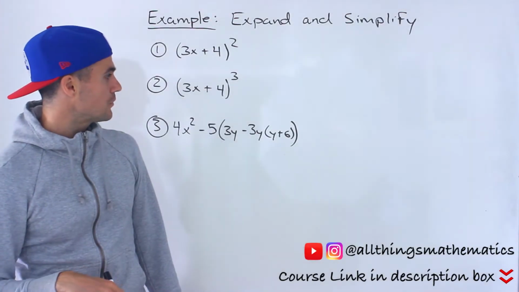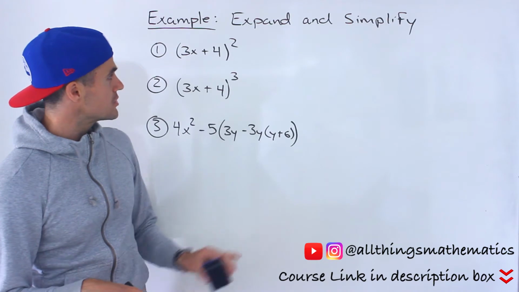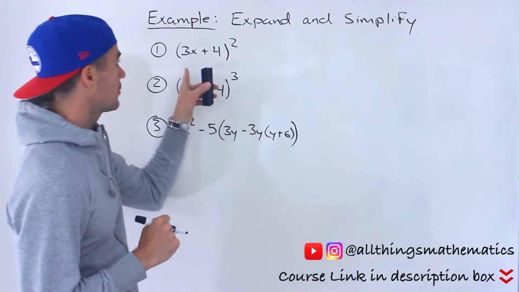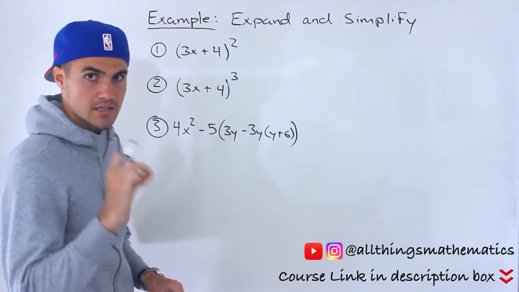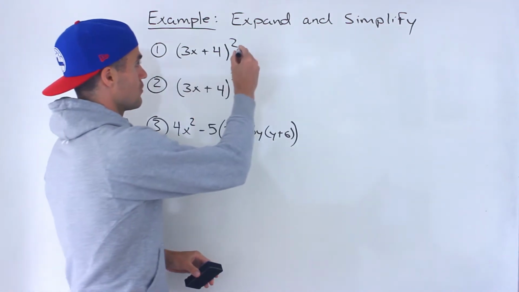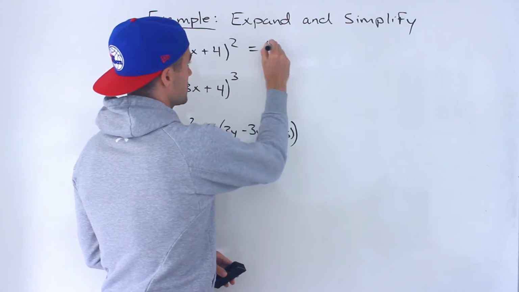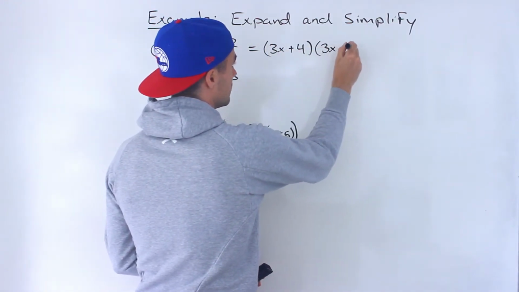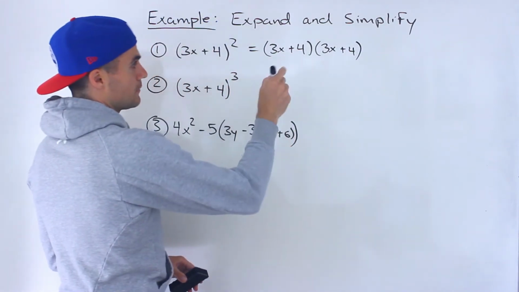In this video, we're going to take these expressions, expand them, and then simplify them. Starting with number 1, we have (3x + 4) to the power of 2. I'm first going to rewrite it as 2 brackets like that, and then we can FOIL it out.